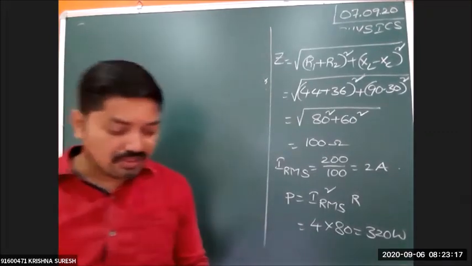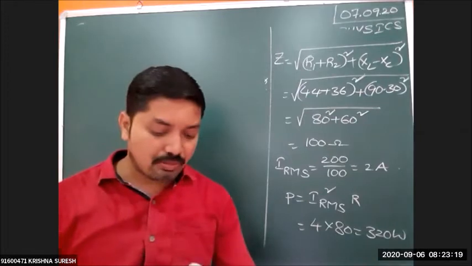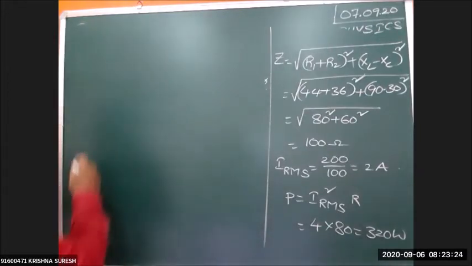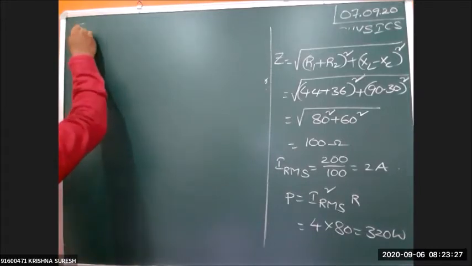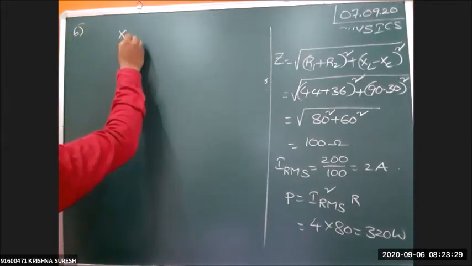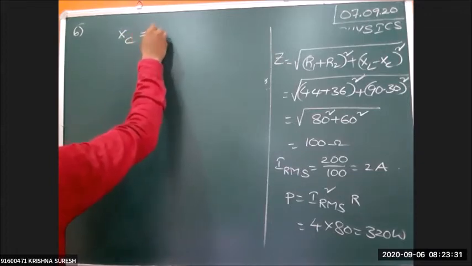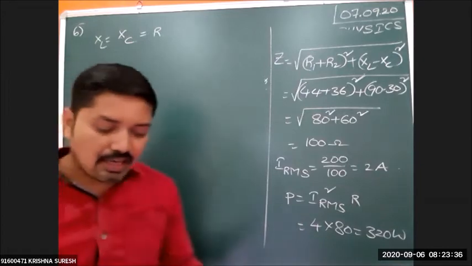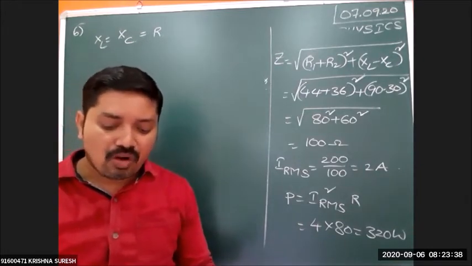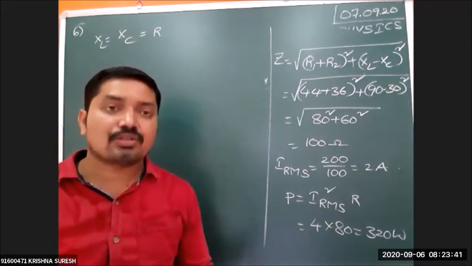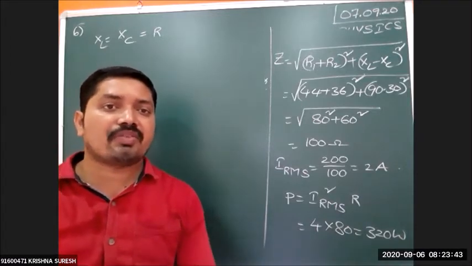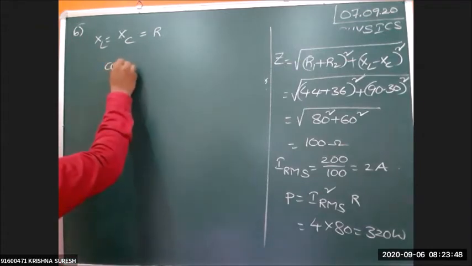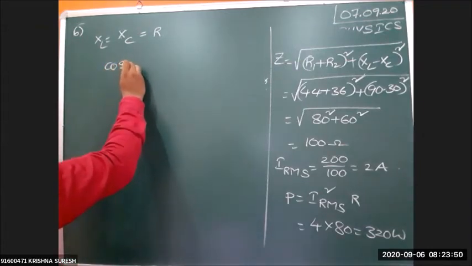Next, question number 6. In an AC circuit, reactance is equal to resistance. Reactance being equal means XC is equal to R. Otherwise, we can take it as XL also. XL or XC, it did not mention that. What do we have to find? Power factor. What is the symbol for power factor? Cos phi.